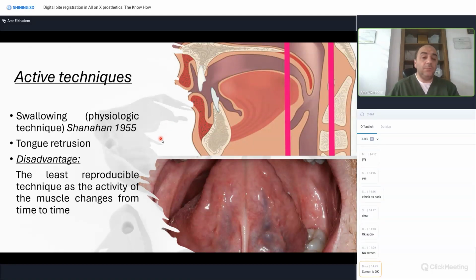You can do the bimanual manipulation in addition to tongue retrusion, because if you rely only on the active techniques, you depend on the patient cooperation, and this is not always the best way to do it. So I would recommend that we combine the bimanual manipulation, probably with the tongue retrusion, and not do the tongue retrusion alone.